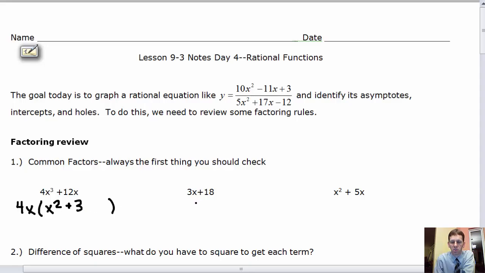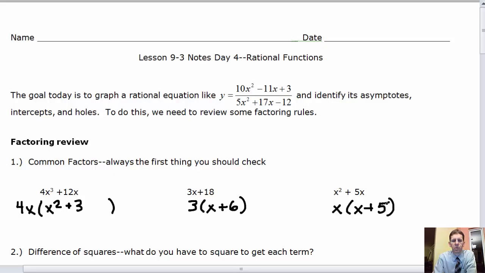What I'd like you to do next is pause the video and see if you can factor these next two expressions. So here we go. In our second expression, you can divide out a 3. In parentheses, you'd have x plus 6. And in the last problem, you can divide out an x, and in parentheses, we'd have x plus 5.